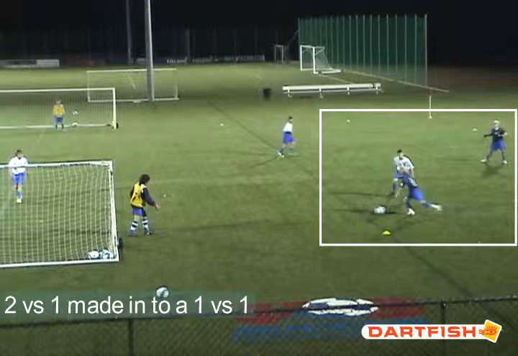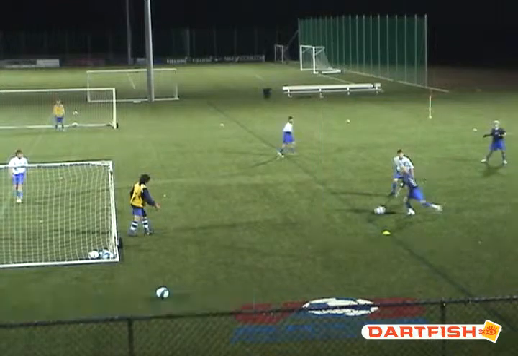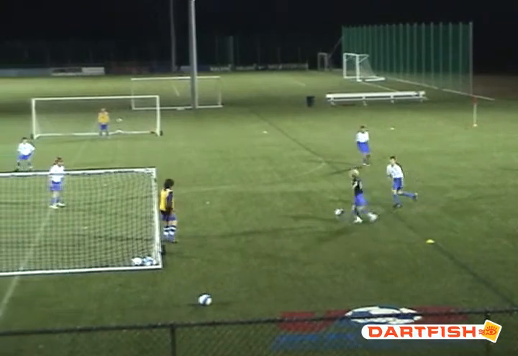Here we see a single defender pressuring the ball, but his angle of approach takes a potential 2 against 1 situation and turns it just into a 1 against 1 situation, because this attacker out here is just taken out of the picture, and that attacker has to turn and go back the other way.